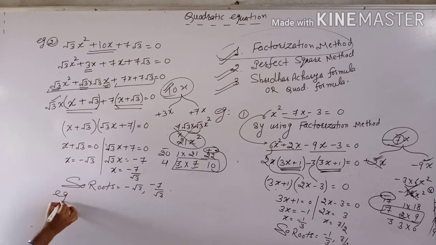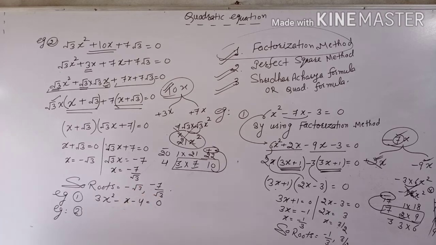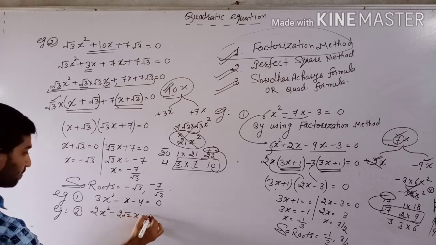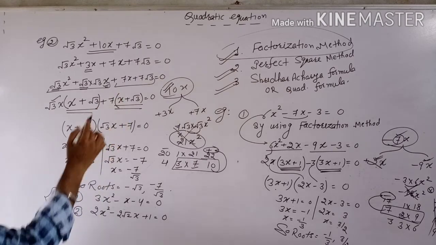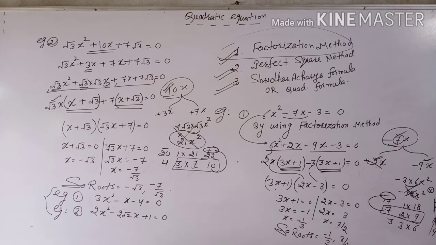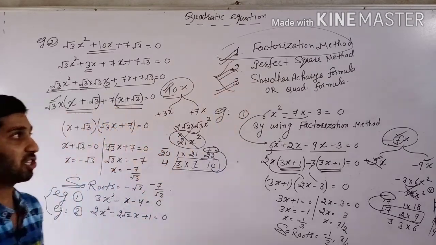Now write two examples for your homework. First is 3x square minus x minus 4 is equal to 0. Second, 2x square minus 2 root 2x plus 1 is equal to 0. Solve these two examples yourself by using the factorization method and find the roots of these equations. In the next video lecture, we will discuss our remaining two methods, the perfect square method and Sridharacharya formula.